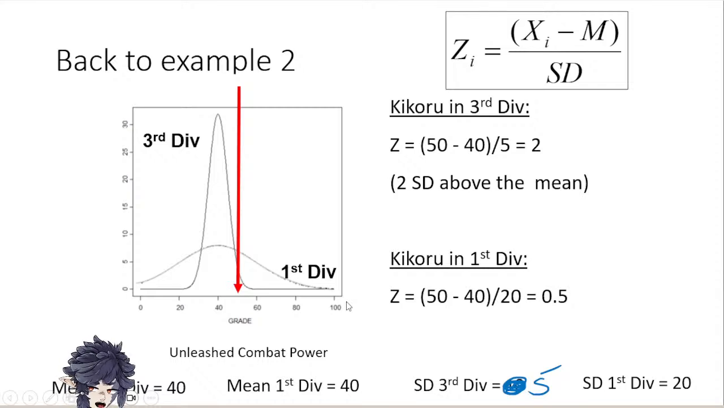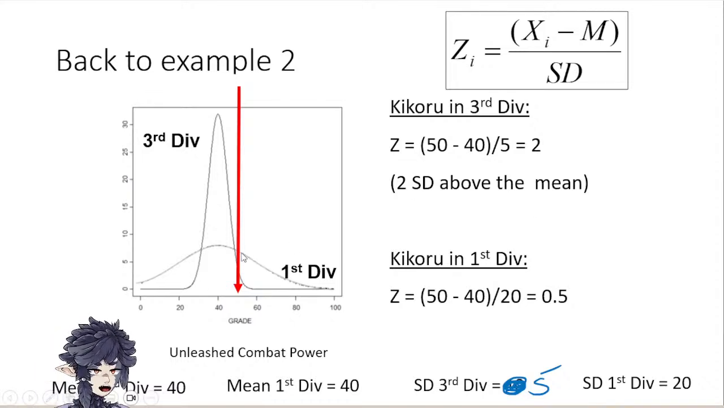And if you just looked at her score compared to the mean, you'd think that she was about the same level of strength in both relative to her peers, but no. Because there's so much more variability in the first division than the third division, she stands out way more in the third division than the first division. I think I said that wrong. Because there is more variability in the first division than the third, she looks more impressive in the third than the first.